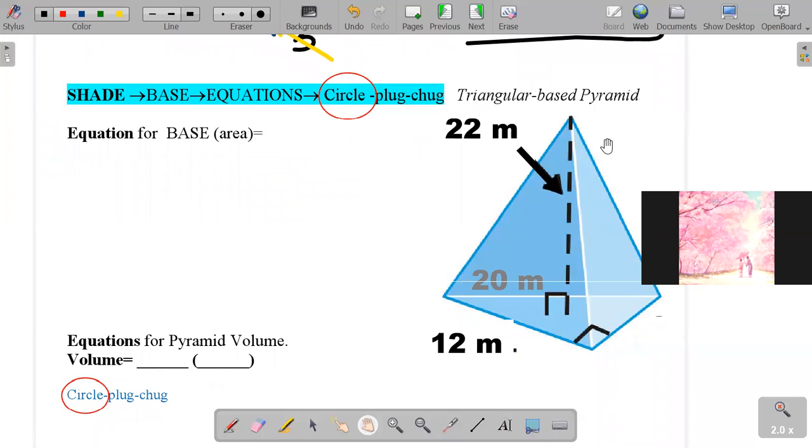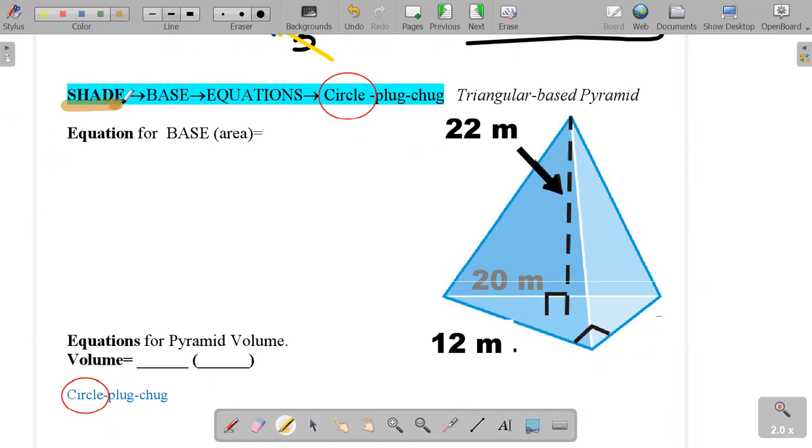Let's do this one more time together. Again, we're doing this: shade base, equations, circle, plug, chug. Start by shading the base. Very important. The act of shading the base helps your brain register what that shape is. Ready? You have 2 minutes on your own to do whatever you can. Your goal is to find the volume of this tetrahedron.